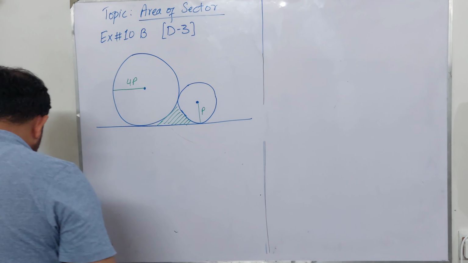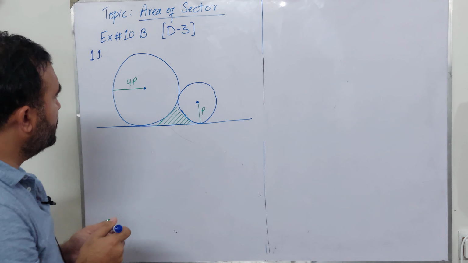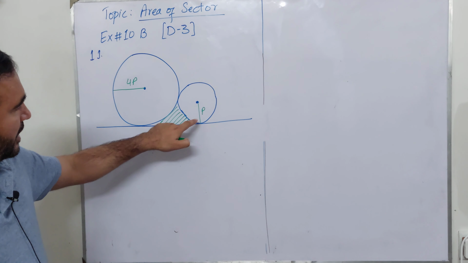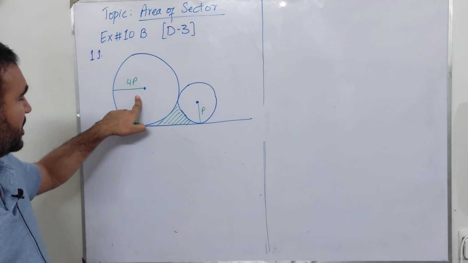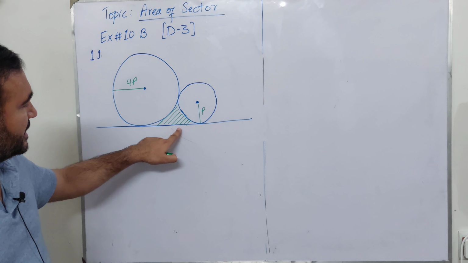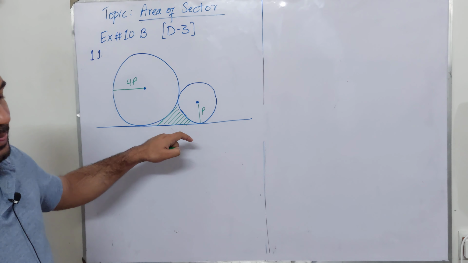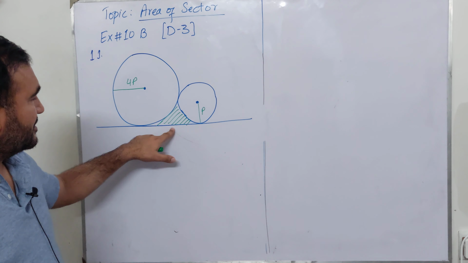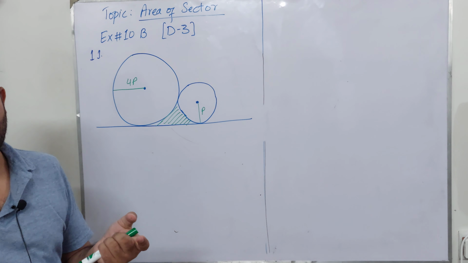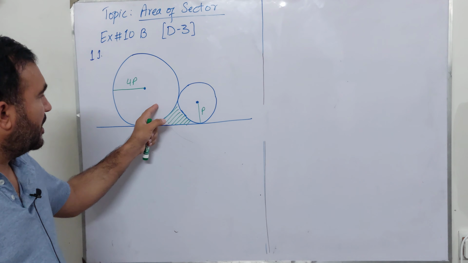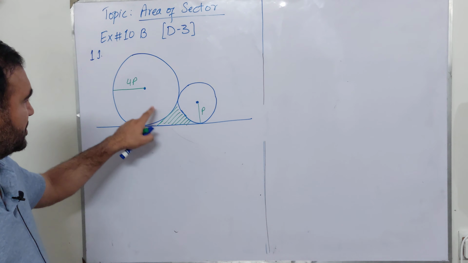Okay, in question number 11, we have been given two circles. The radius of the smaller circle is p, and the radius of the bigger circle is 4p, and we have to find the area of the shaded region in terms of p. So the answer will not have a number, but instead of a number it will contain this p. Okay, so we have to find the shaded region using this information.